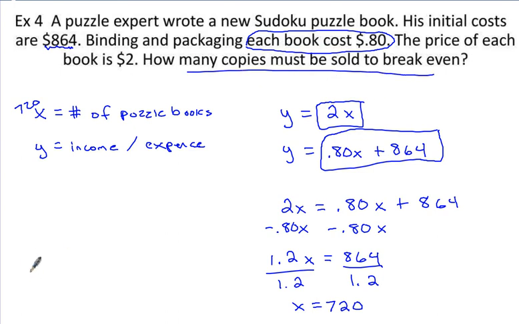So the puzzle expert must sell 720 copies. Now guys, if you don't put this part, you are going to get docked. What does he have to say for 720? What does he have to do? What does that get him? To break even. Thank you.